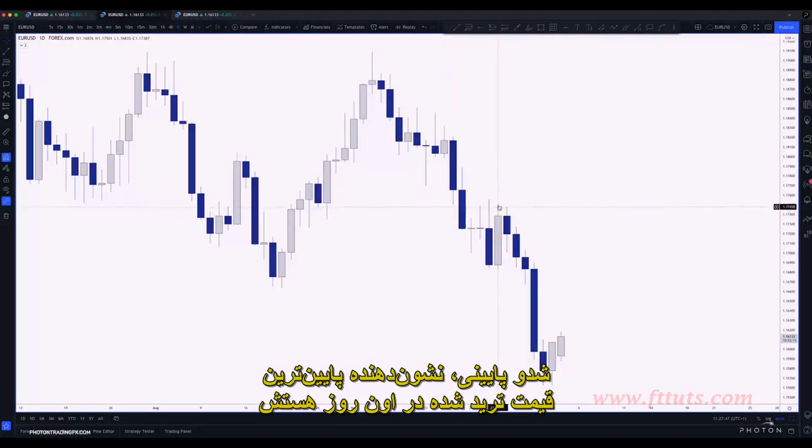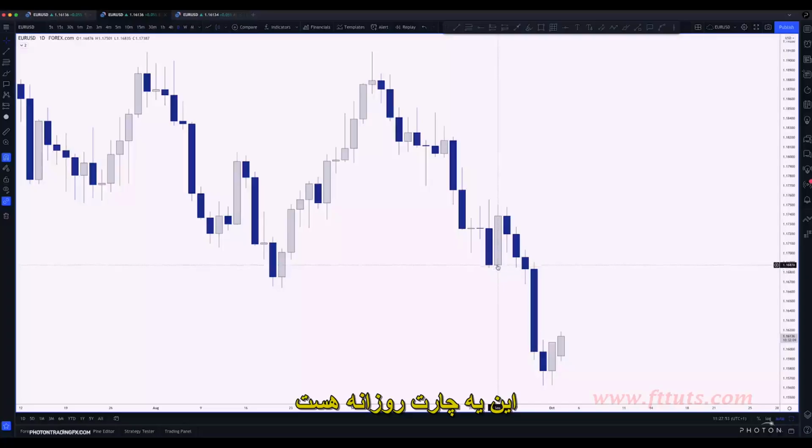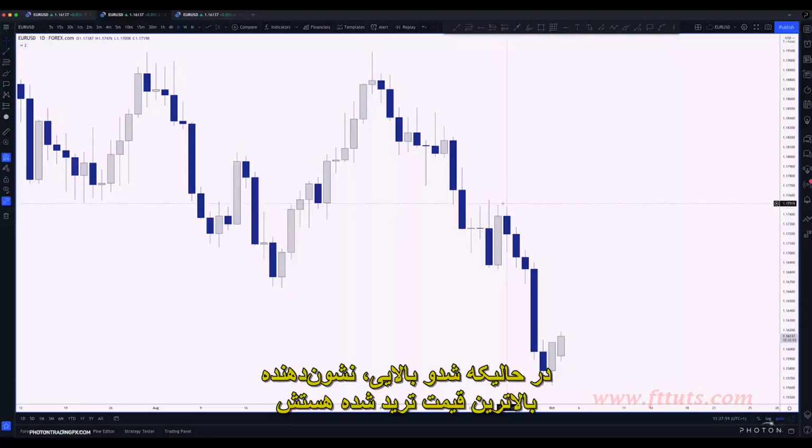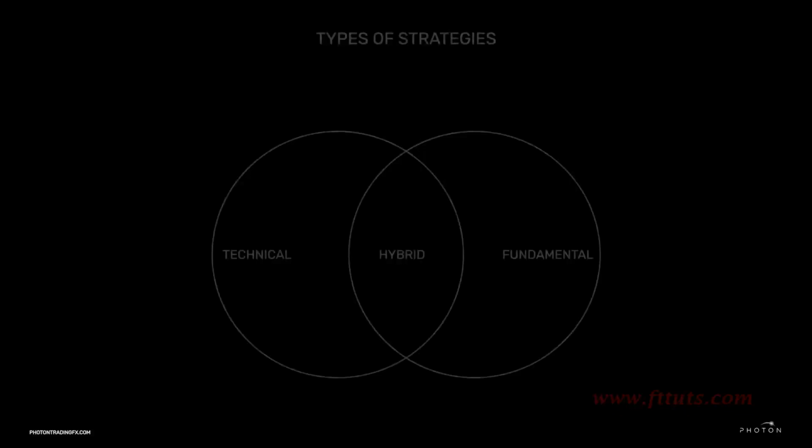Now the wicks: the bottom wick will represent the lowest traded price for that time frame, right? So this is a daily chart, so this means this wick down here, the very bottom of that wick represents the lowest traded price for that day, while the top of the wick indicates the highest price paid.